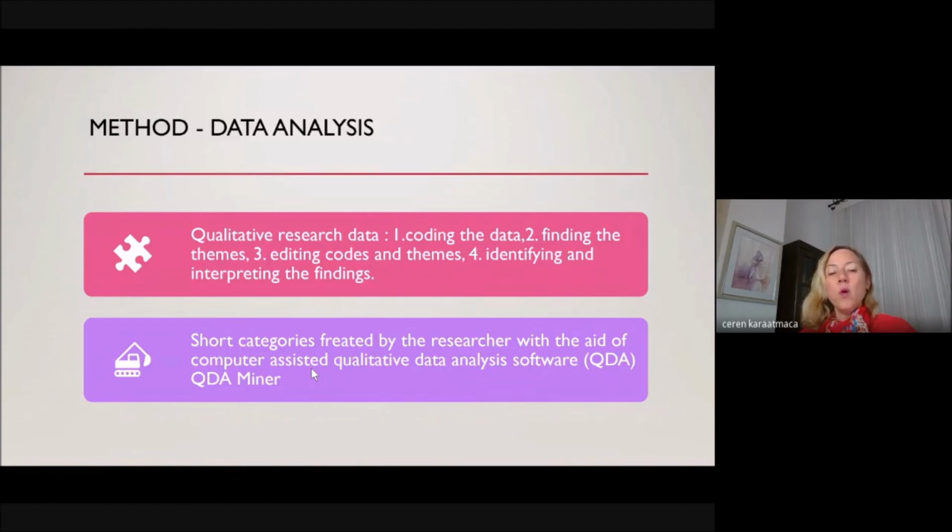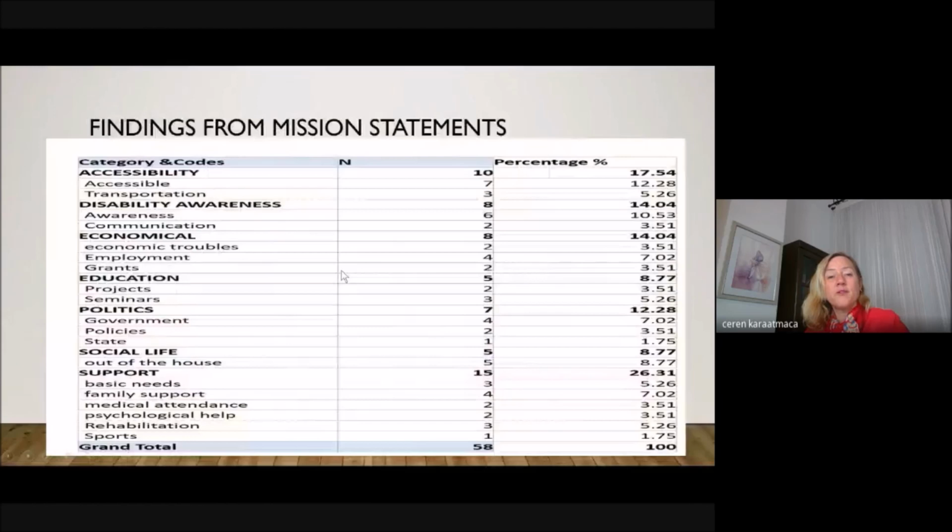And we also read the short categories with the aid of the computer-assisted qualitative data analysis software, QDA Miner. And when we checked the findings from the mission statements, we came up with certain categories and codes, as we see here.